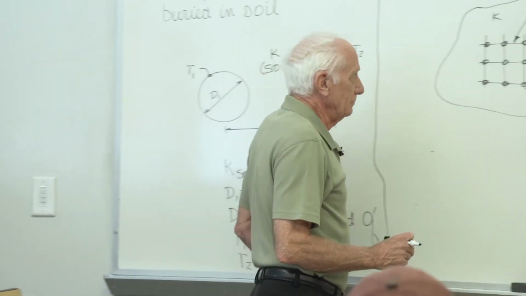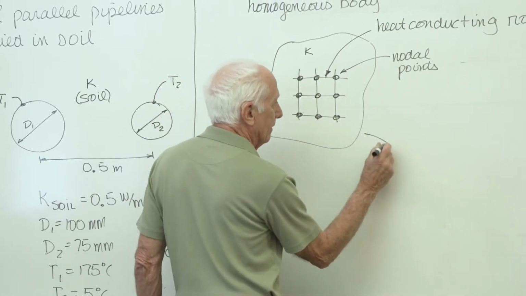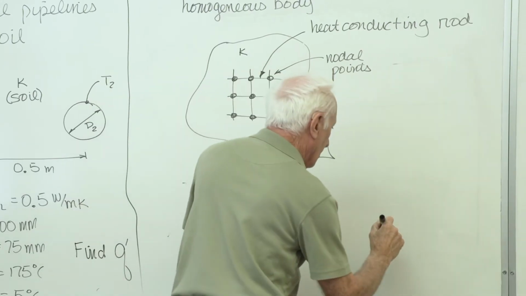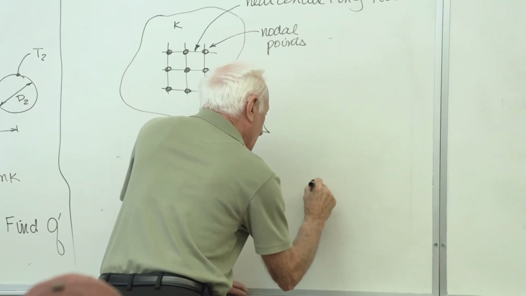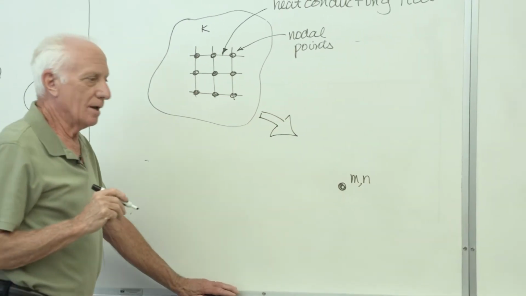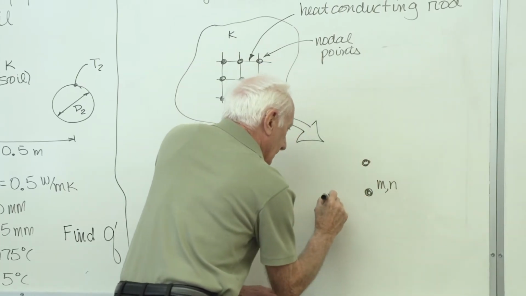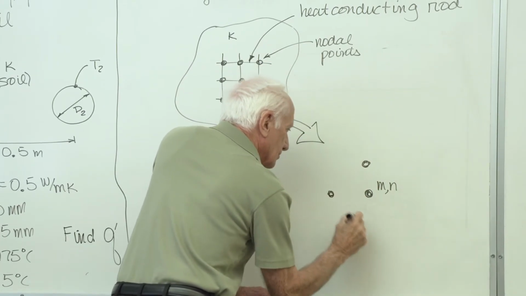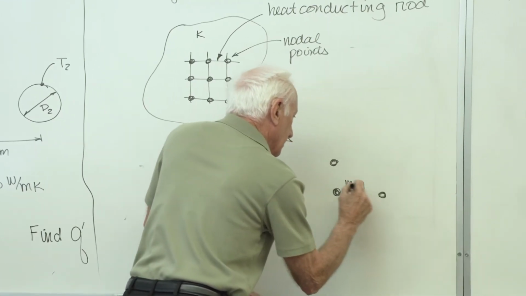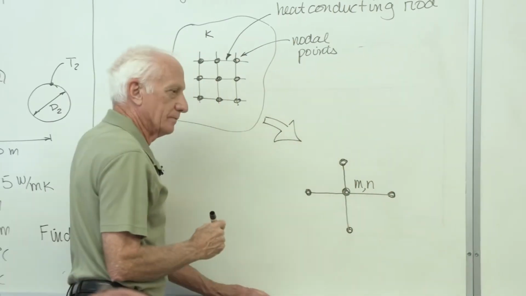Now, we're going to look at this guy here. Take one node out of here, okay? So take one node out. That center node right there. We're going to call that center node Mn. M the column, N the row. And then how many adjacent nodes are connected to that center node? There's 4 of them, directly connected by heat conducting rods.